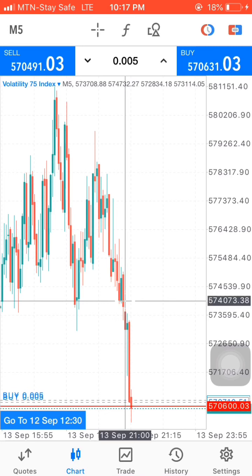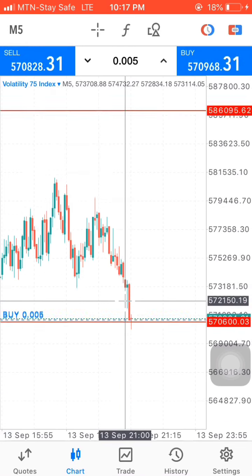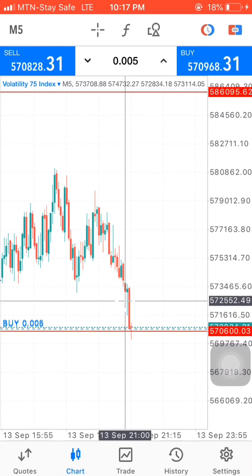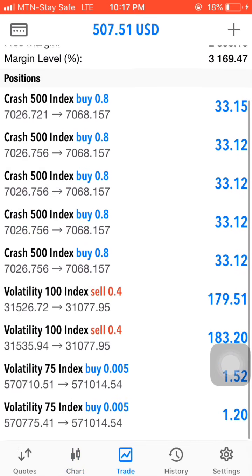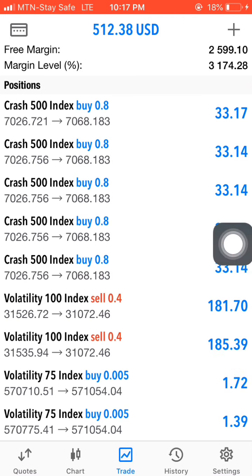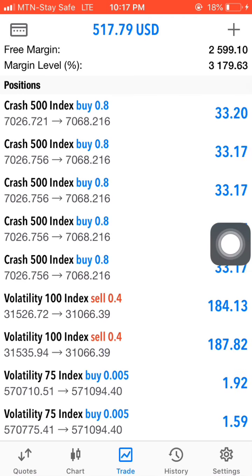So let's go back to the 5 minutes time frame, and while we are still on this market, we are going to see what it's going to give to us. So now let's go back to our trade. Wow, we see the Crash 500. We are in massive profit. The VIX 75 is already giving us profit too.